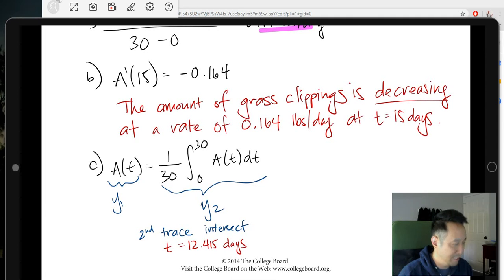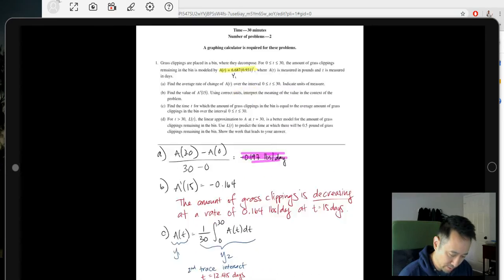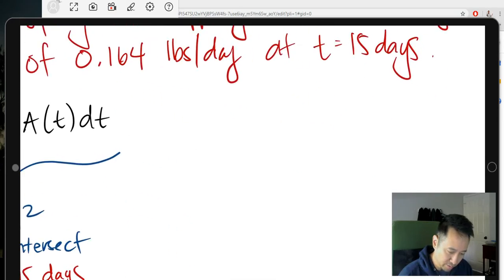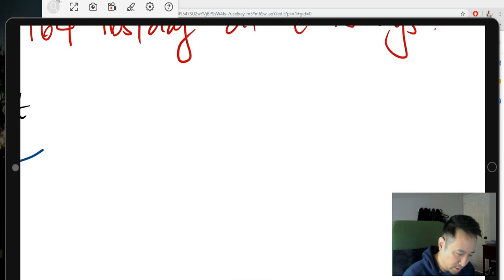Moving on to D. Looks like I ran out of space, so I'm going to squeeze it in right here. I'm just going to zoom in all the way; it gets a little bit small here. This is going to be letter D right here. For t greater than 30, L of t, the linear approximation. Find the linear approximation.